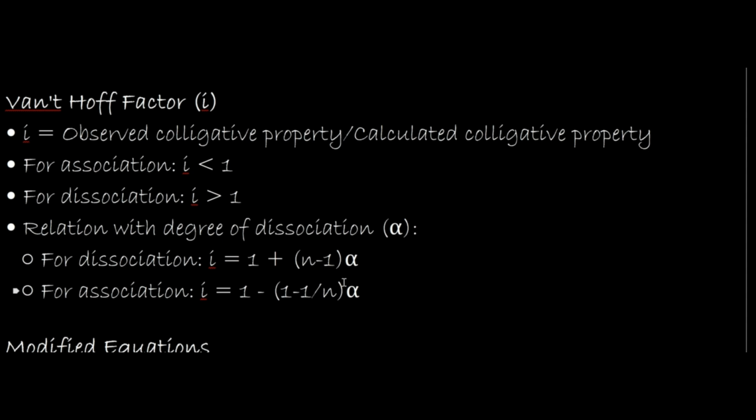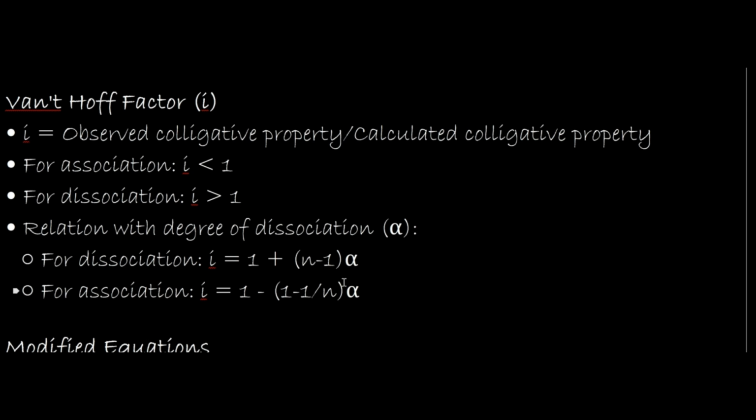i can be calculated in several ways. It's just the ratio of observed to calculated. You can calculate the i value by calculated molecular mass over observed molecular mass, or total number of moles of particles after association or dissociation divided by number of moles of particles before association or dissociation. Any which way you can find it out.